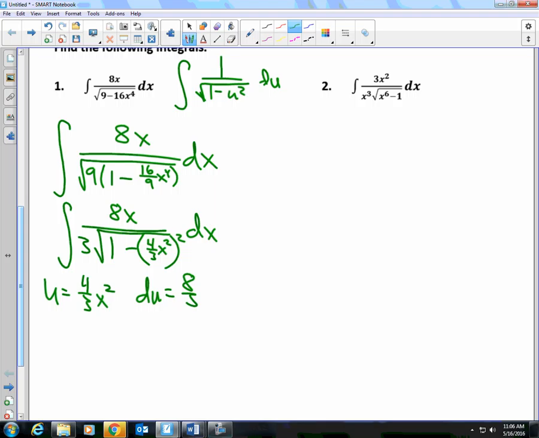8 over 3 x dx. Do I have an 8 over 3x dx? Isn't that nice? All of this gets replaced by what? du.